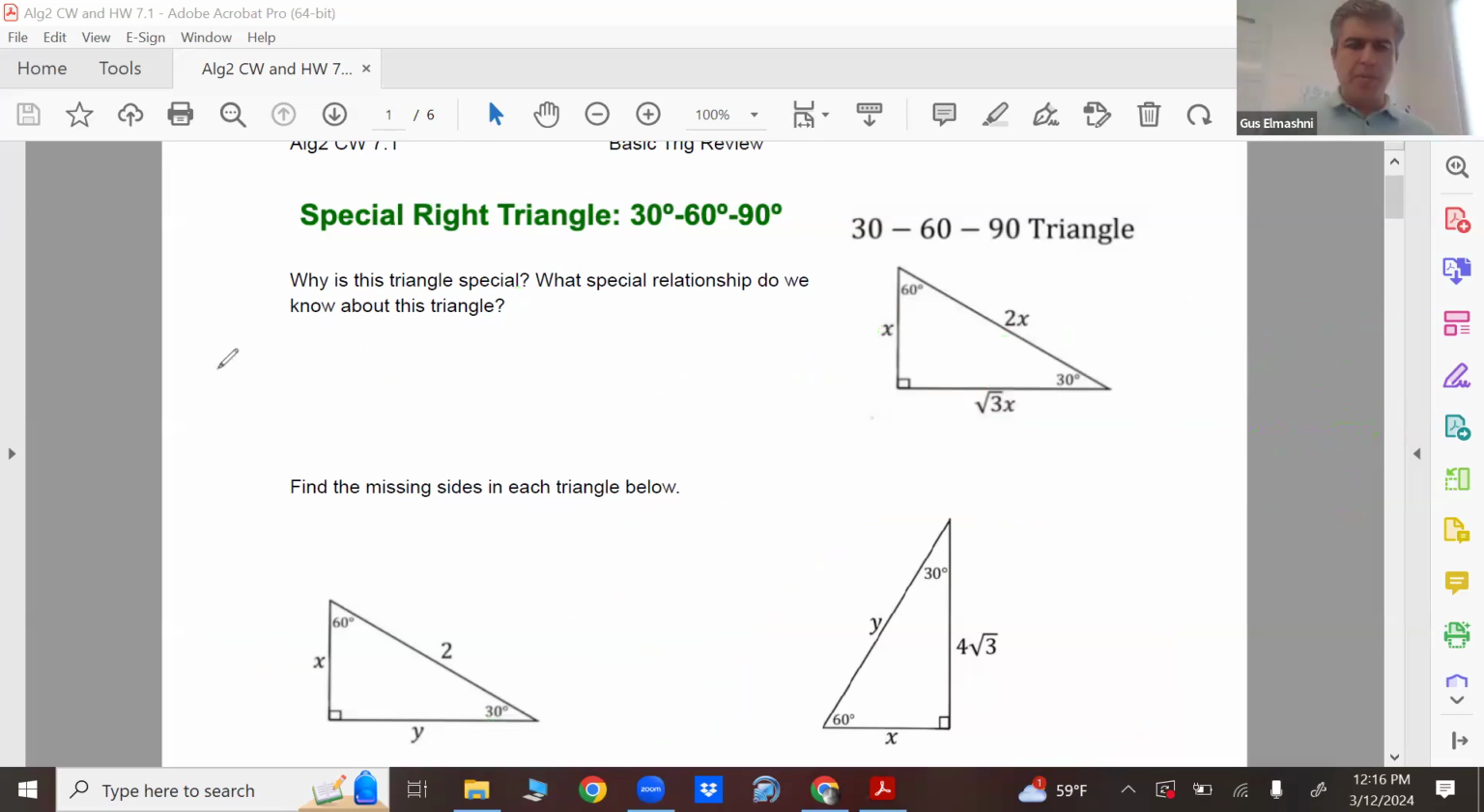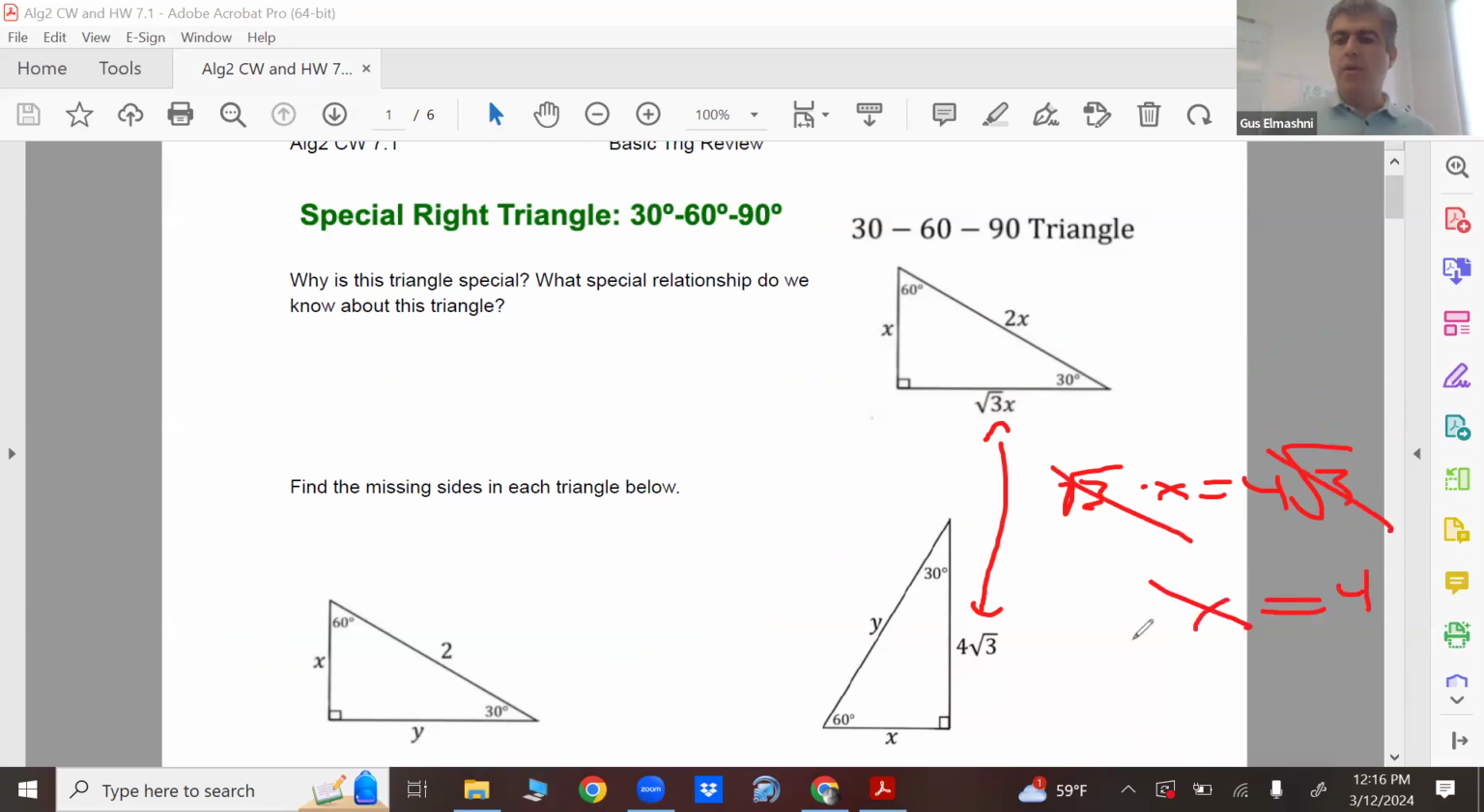Let me clear the screen because it's getting a little busy. What you want to do is compare. Root 3 times x equals 4 root 3. Root 3's cancel. What does x equal? 4. So that's 4. And what is y going to be then, given that this is proportional? 8. It's all proportions, right? That's all it is.